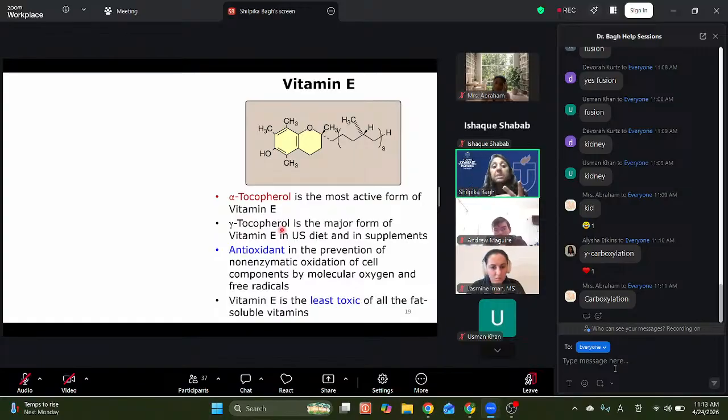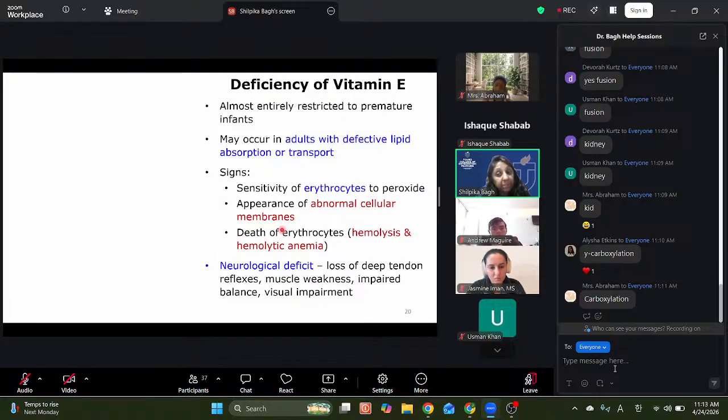Secondly, it prevents membrane peroxidation. Now, this is very, very important for you to maintain membrane function. Otherwise, you will lose receptors. There will be membrane rigidity. So these are two very important roles of vitamin E as an antioxidant.